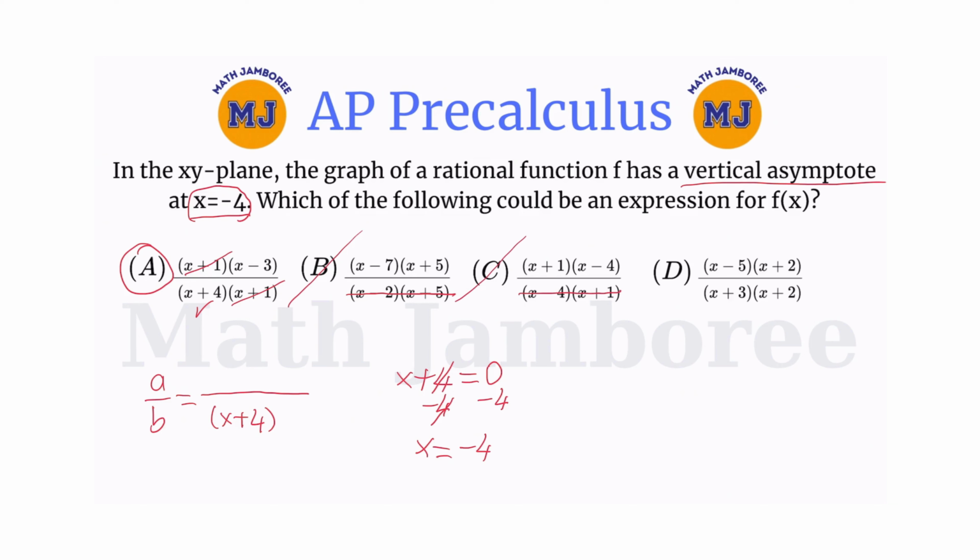So in choice D, do we have x plus 4 in the denominator? No, we have x plus 3 and x plus 2. We can go ahead and eliminate choice D as well. So the final answer is choice A for this specific question.